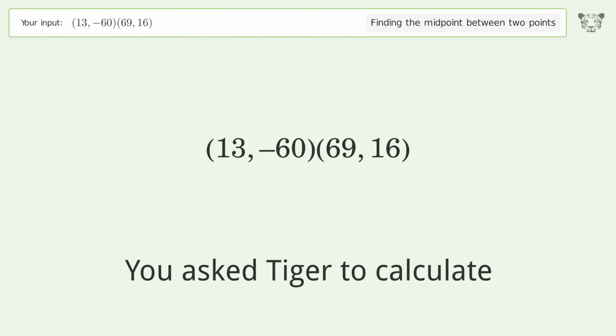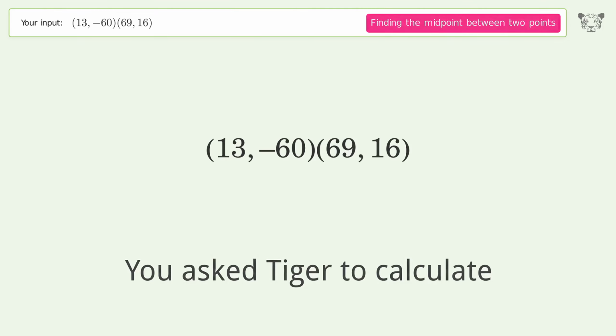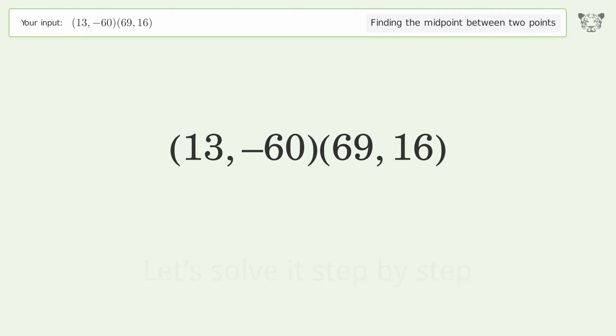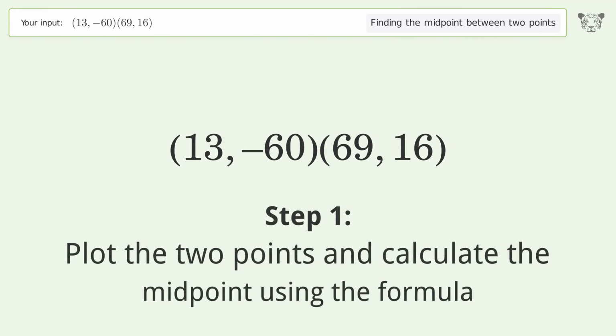You ask Tiger to calculate. This deals with finding the midpoint between 2 points. The midpoint between the 2 points is 41, negative 22. Let's solve it step by step. Plot the 2 points and calculate the midpoint using the formula.